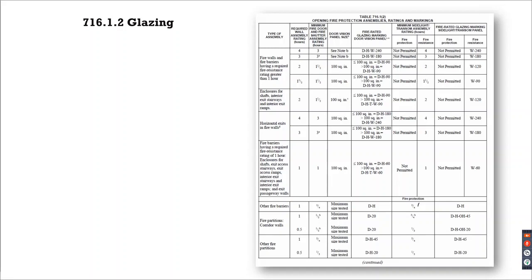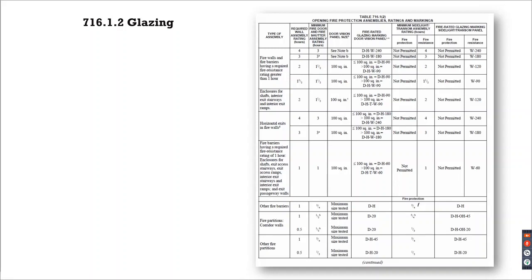And then you got other fire barriers having a required fire resistance rating of 1 hour, and enclosures for shafts, exit access stairways, exit access ramps, interior exit stairways, and interior exit ramps, and exit passageway walls. So all those types follow this one. And then other fire barriers. If you got a fire barrier that's not one of those listed above, follow this one. And then it goes to fire partitions and corridor walls, and then other types of fire partitions. So these tables are hugely helpful. And then of course it goes through what's the rating that's required, so figure out what type of assembly you have, and then what rating is required for that.